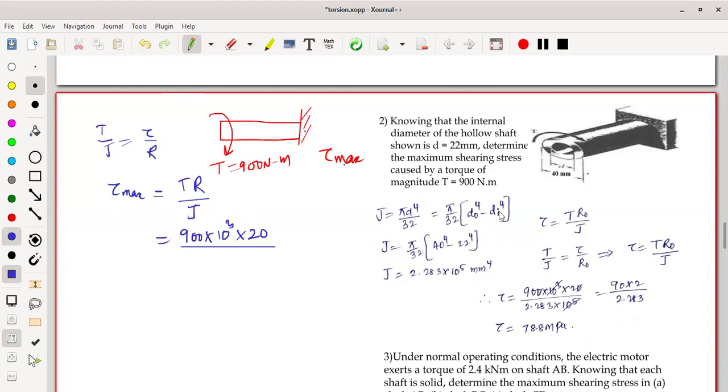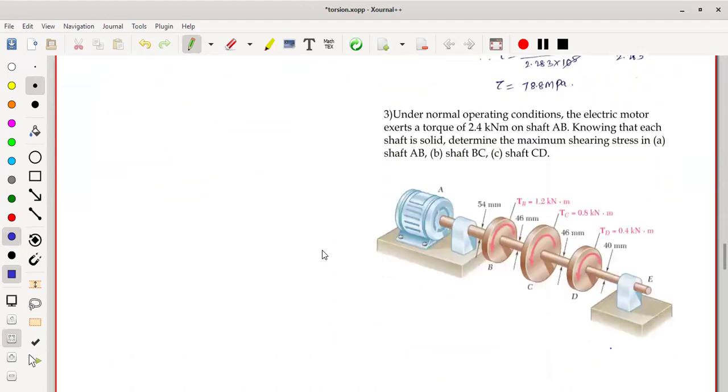J, here you can observe the solution also. J is separately written. It is pi d to the power of 4 by 32 is the formula. So he has written it here, but I would like to solve it here only. That is pi by 32 of outer diameter to the power of 4 minus inner diameter to the power of 4. Outer diameter is 40 to the power of 4 minus 22 to the power of 4. If you solve it, you will get the answer as 78.8. Very simple problem. So next I would like to go to the second problem.